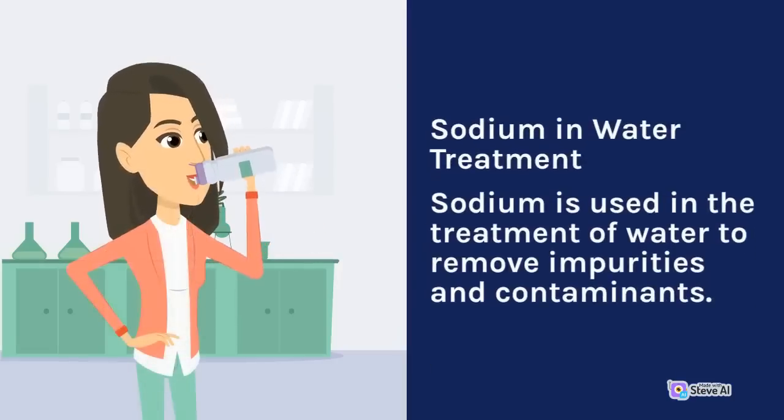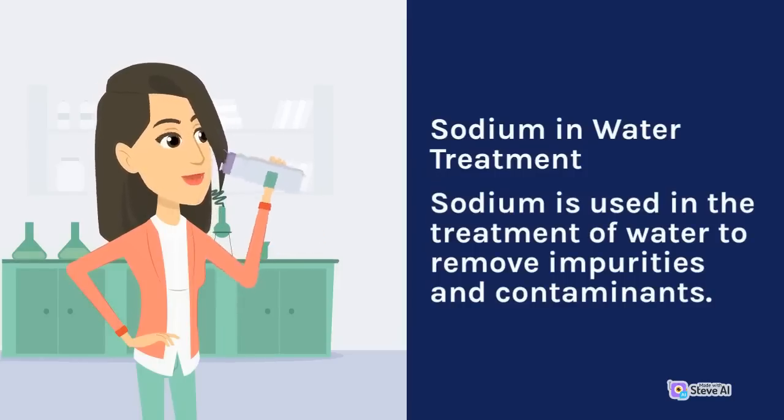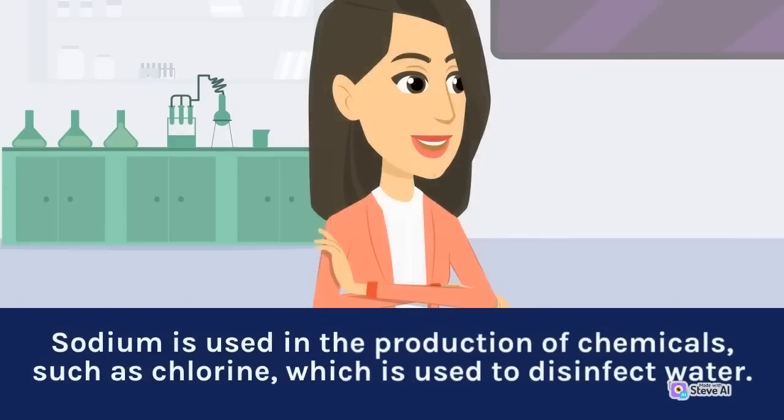7. Sodium in water treatment. Sodium is used in the treatment of water to remove impurities and contaminants. Sodium is used in the production of chemicals, such as chlorine, which is used to disinfect water.